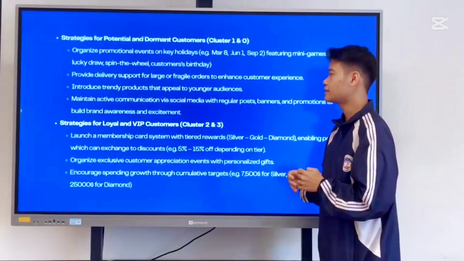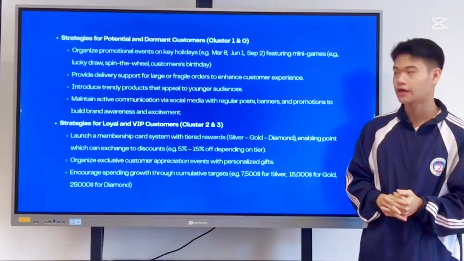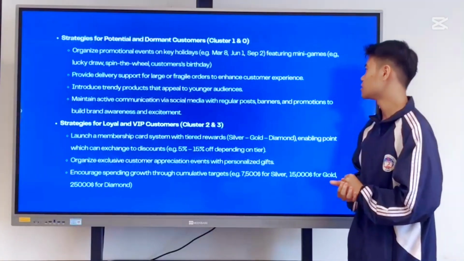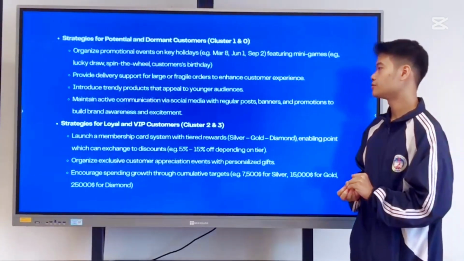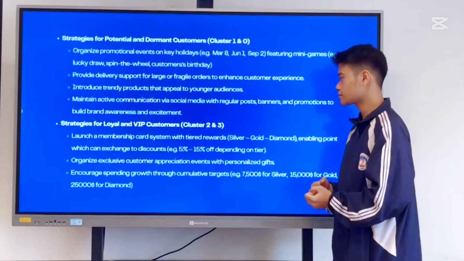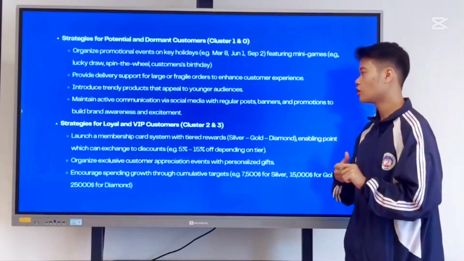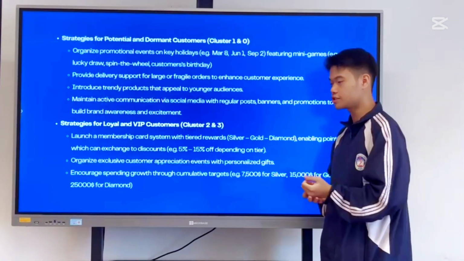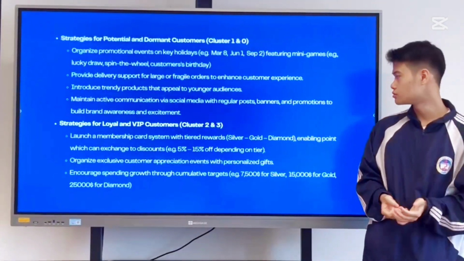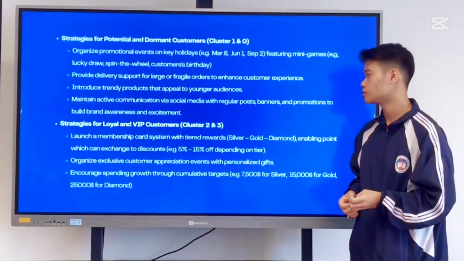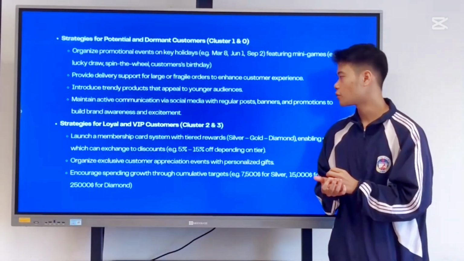We also provide delivery support for large or fragile orders to enhance customer experience. We also introduce some trendy products that are easy to access for a younger audience. We also maintain active communication on social media, like regular posts, banners, and promotions to build brand awareness and excitement.